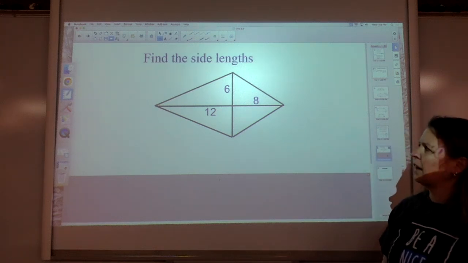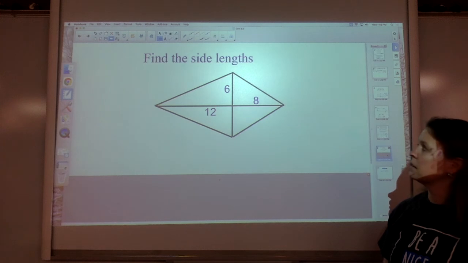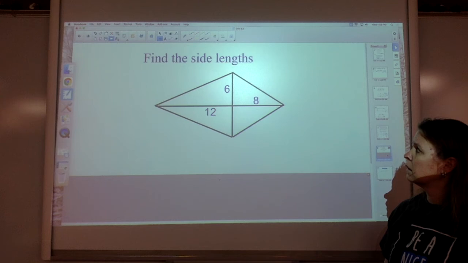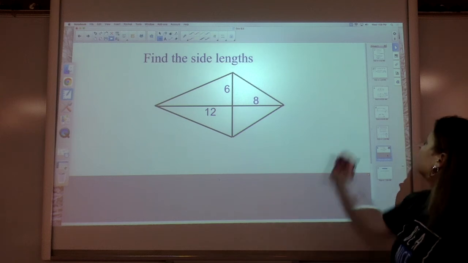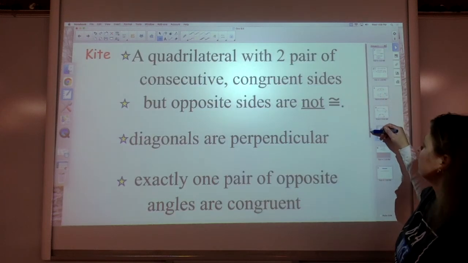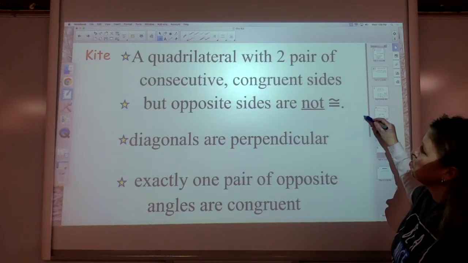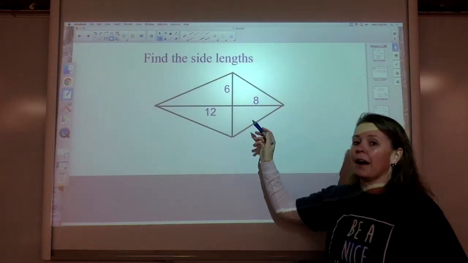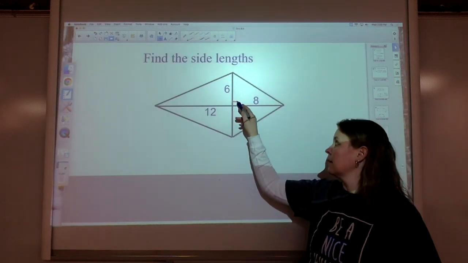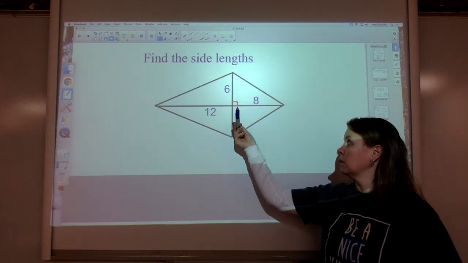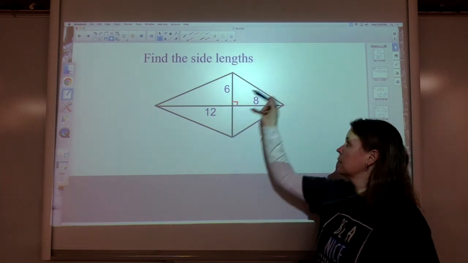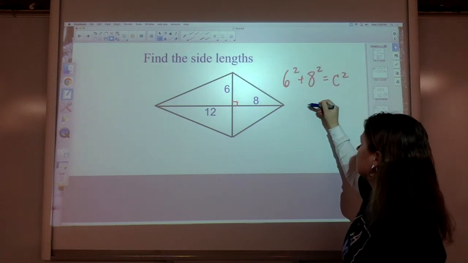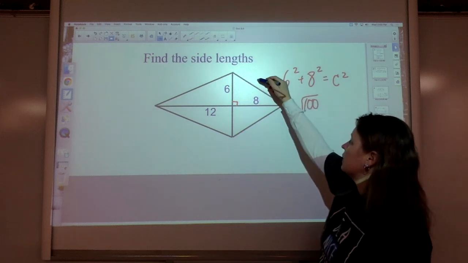Find the side lengths. How can I find the side lengths if all I know are the diagonals? Let me go back up and look at the diagonals and the side lengths. It doesn't say anything about that. So I have to use prior knowledge, if you can believe that in a math class. There is that rule: diagonals are perpendicular. How does that help? It helps us with a squared plus b squared equals c squared, and c is 10.